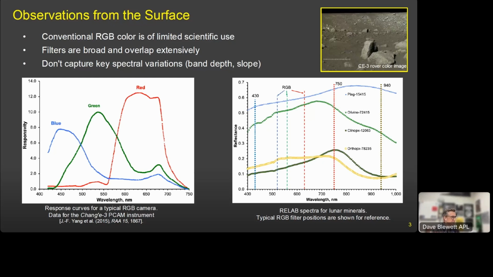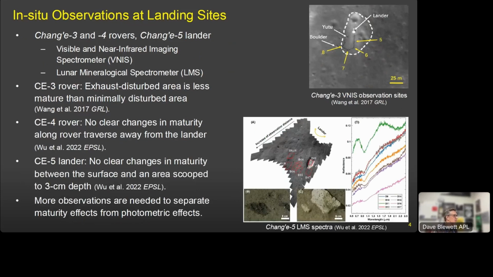In the next slide, these were on the Chang'e 3 and 4 rovers and the Chang'e 5 lander. They had two different names, the VNIS or LMS. But just to briefly summarize their findings, at Chang'e 3, one group concluded that the exhaust disturbed area, shown there in the upper right, is less mature than a minimally disturbed area a bit farther from the lander. Whereas with the Chang'e 4 rover, they did not see any clear changes in maturity along the rover traverse away from the lander.